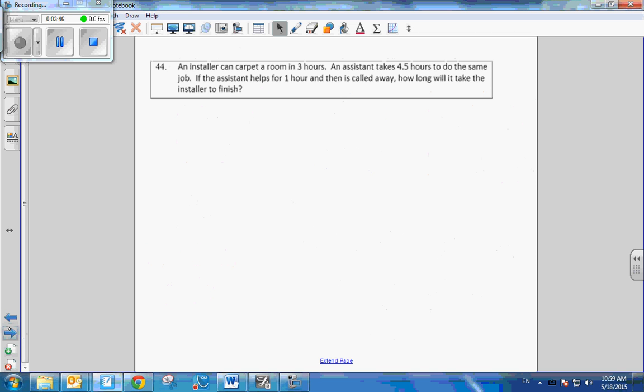Now, let's go ahead and do one work problem. We have an installer who's coming to the house. He's going to carpet a room in 3 hours. The assistant takes a little longer, 4.5 hours to do the exact same job. If the assistant helps for 1 hour and then is called away, how long will it take the installer to finish the job? Remember, we always look to see what the question is. The question is, how long will it take the installer? So X will be the amount of time for the installer.